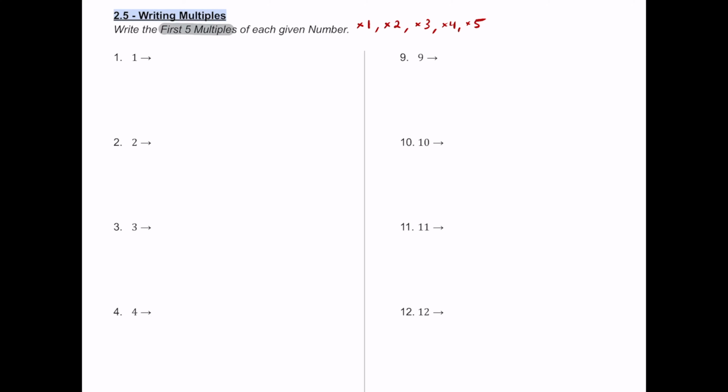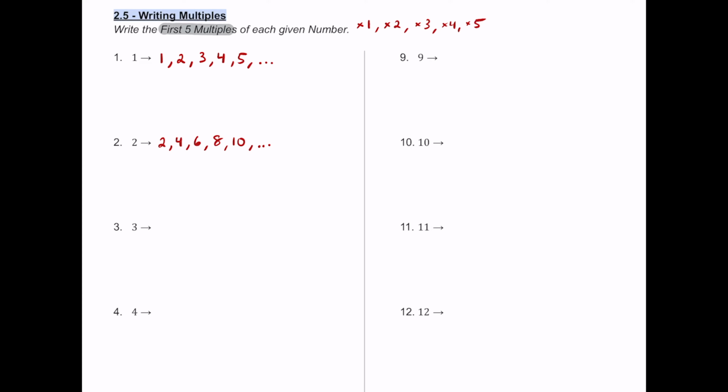For the first 5 multiples of 1, we have 1, which is 1 times 1, then 1 times 2 is going to be 2, 1 times 3, 1 times 4, and 1 times 5. These are the first 5 multiples of 1. For number 2, 2 times 1 is 2, 2 times 2 is 4, 2 times 3 is 6, 2 times 4 is 8, and 2 times 5 is going to be 10.